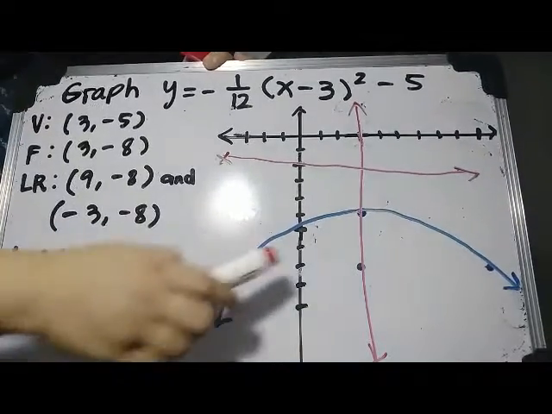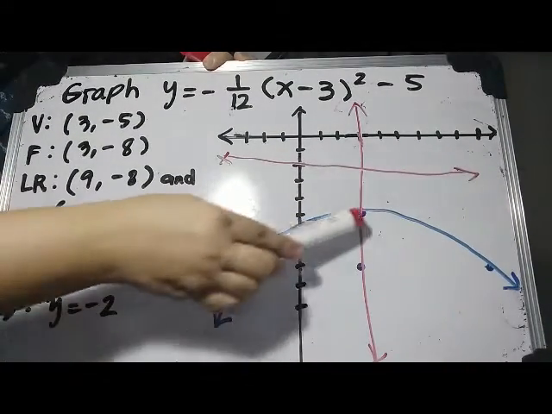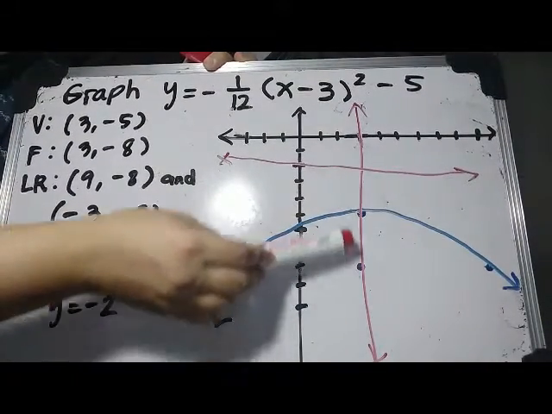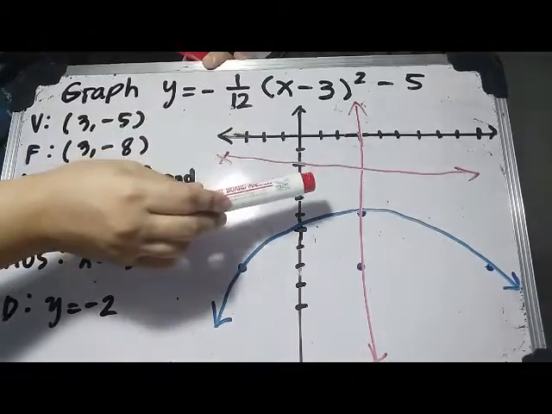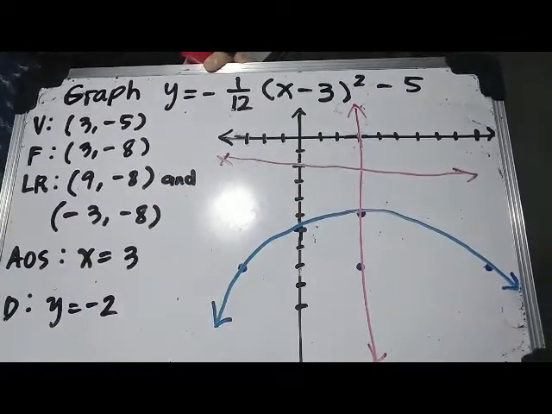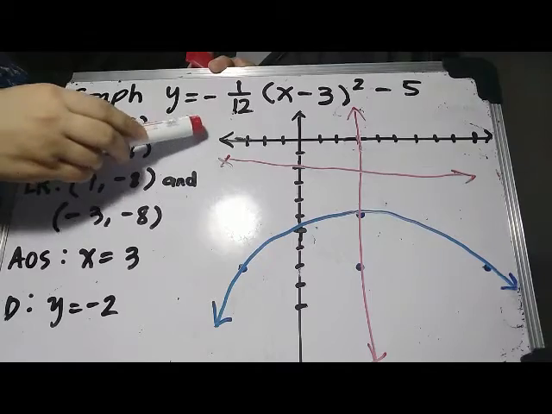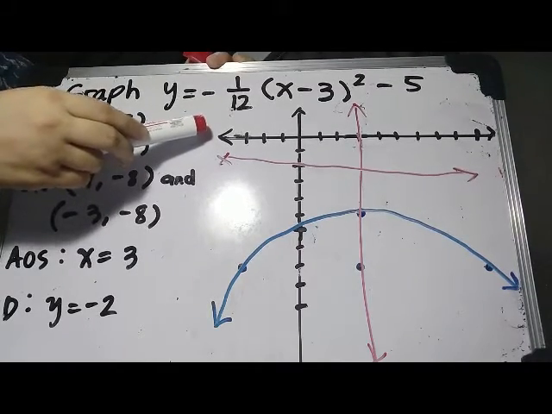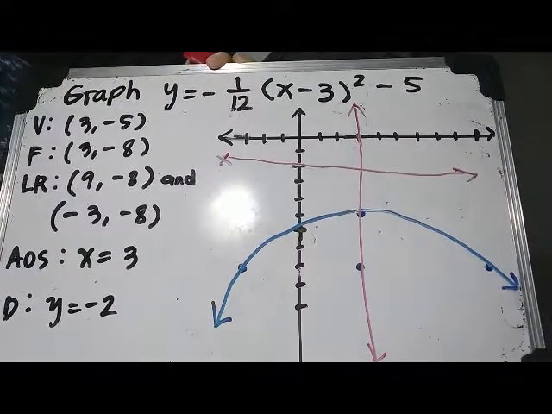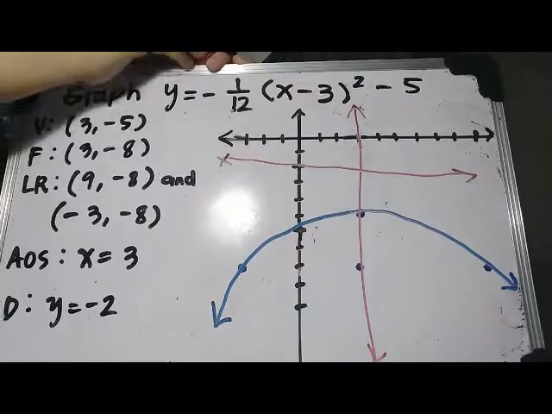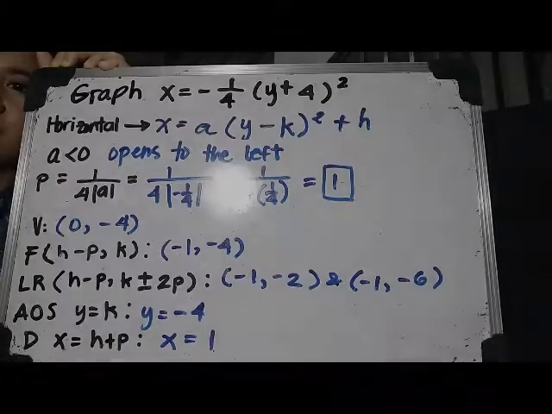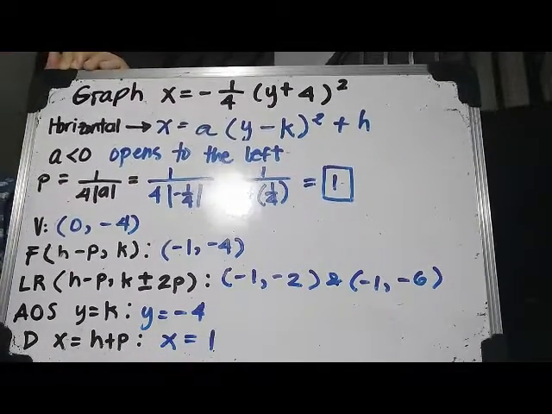As we can see, the distance of the vertex from the focus is just the same as the distance of the directrix from the vertex. So this is the graph of our parabola, y equal to negative 1 over 12 times x minus 3 quantity squared minus 5. Alright, so let's have another example.